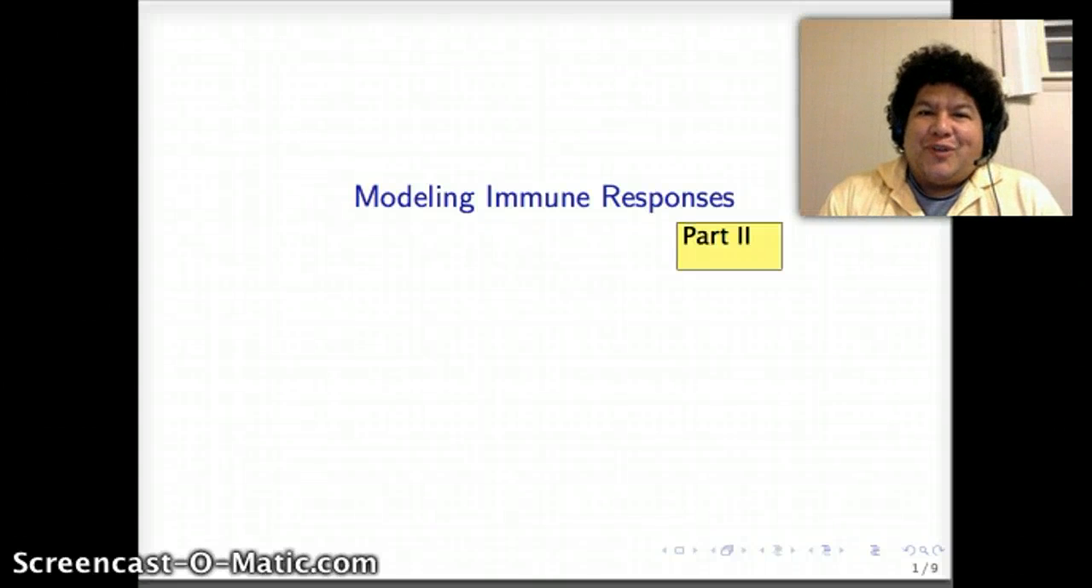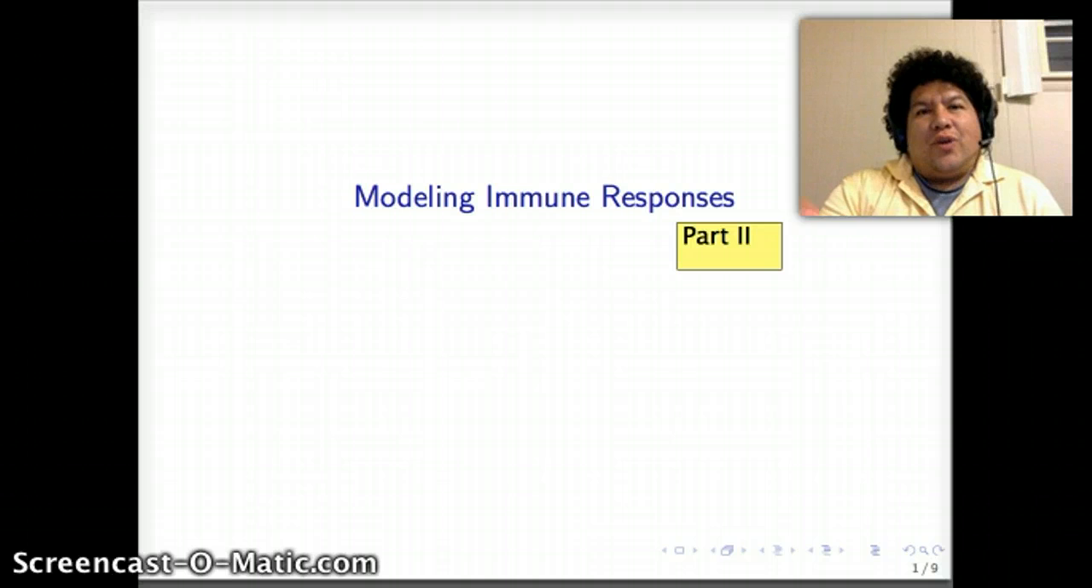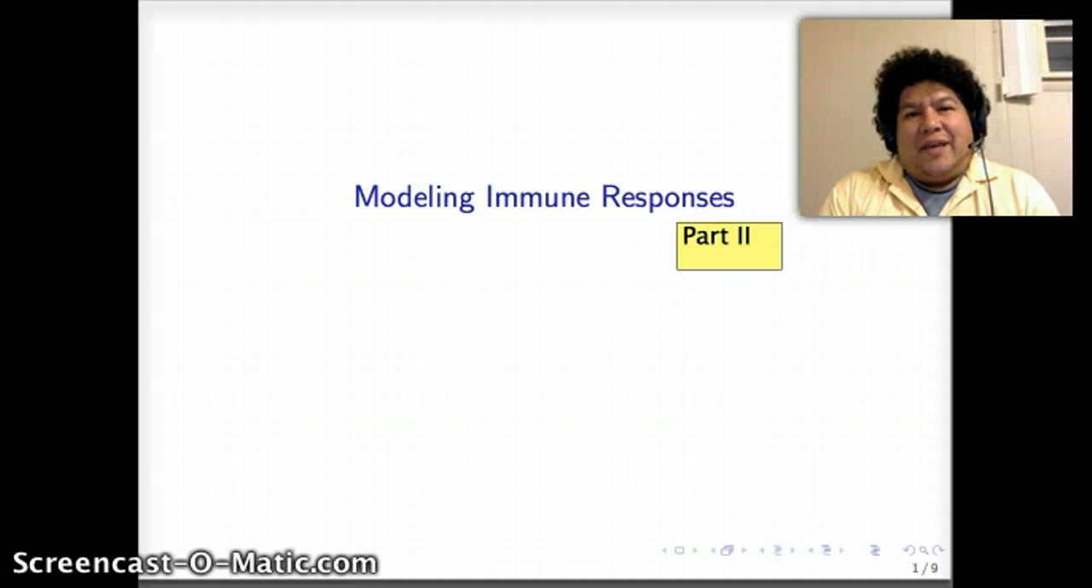This is part two, the second part of our lecture on modeling specific responses by the immune system. We are now more familiar with some of the special forces of the immune system, the CD4 T cells, the CD8 T cells, B cells, and antibodies. And so we're also a little more familiar with antigens and epitopes. So let's review some mathematical equations that account for these responses by the immune system.